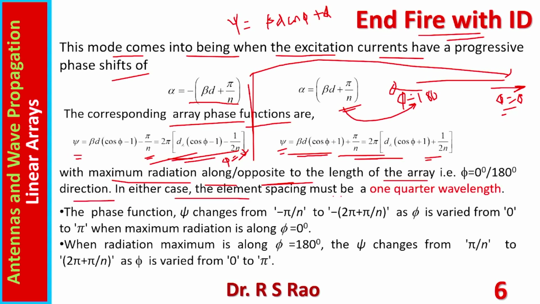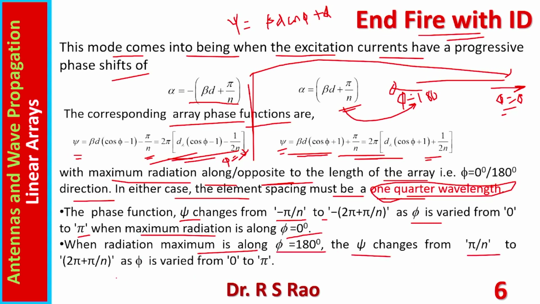In either case, element spacing must be 1/4 wavelength. This is the condition. If we want increased directivity from the array, we have to ensure that it must be even less than 1/4 wavelength. The phase function psi changes from minus pi by n to minus 2 pi plus pi by n, as phi is varied from 0 to pi when maximum radiation is along phi equal to 0. When radiation maximum is along phi equal to 180 degrees, psi changes from pi by n to 2 pi plus pi by n, as phi is varied from 0 to pi.